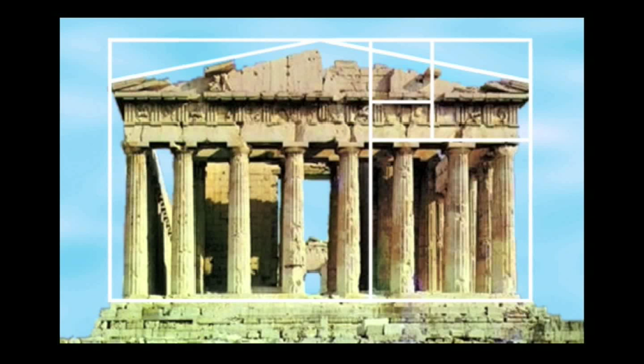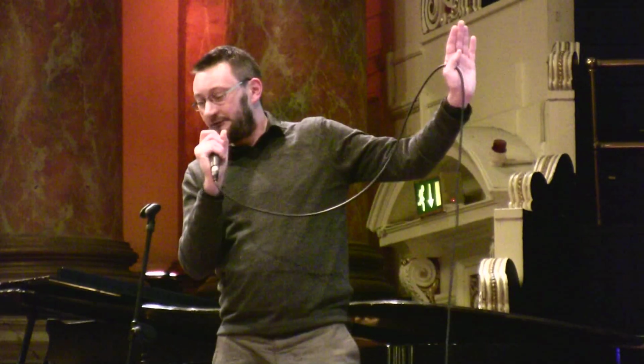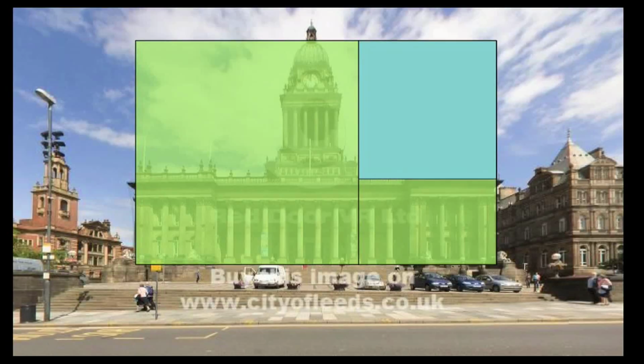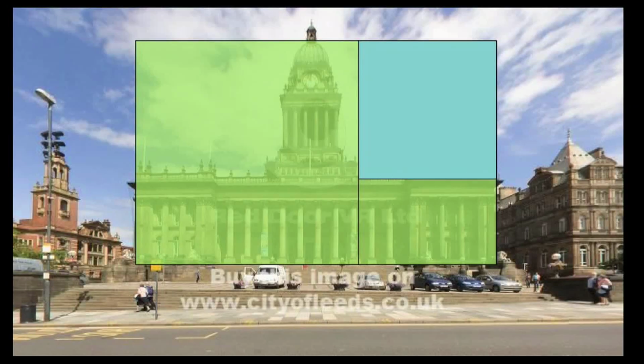So you can see that the ancient Greeks used it. The width to the height is the golden ratio. And then when you start subdividing the golden ratio, you can see it again. And you can also see this in buildings in Leeds. I got the town hall in, yeah. So the width to the height, apart from a little bit on the top, is the golden ratio. And you can find this again and again.